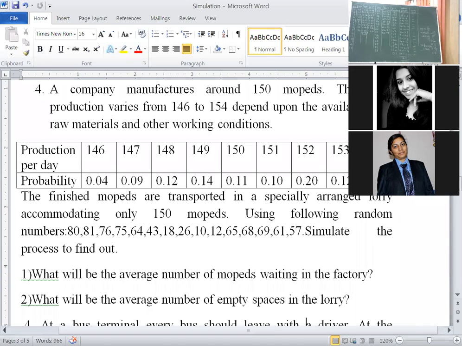Give me 1 minute time to take the attendance. Till the time, if you are having any queries, just go through the queries, then I will solve.